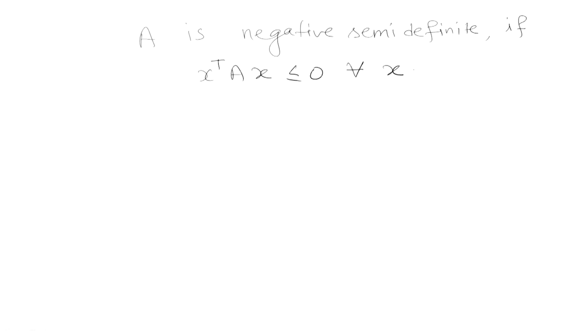In the same way, we can define the negative semi-definite matrix. A symmetric matrix is negative semi-definite if x transpose Ax is less than or equal to 0 for all non-zero x. Then the matrix is called negative semi-definite. Means if a matrix has eigenvalues that are 0 and negative, then the matrix is negative semi-definite.